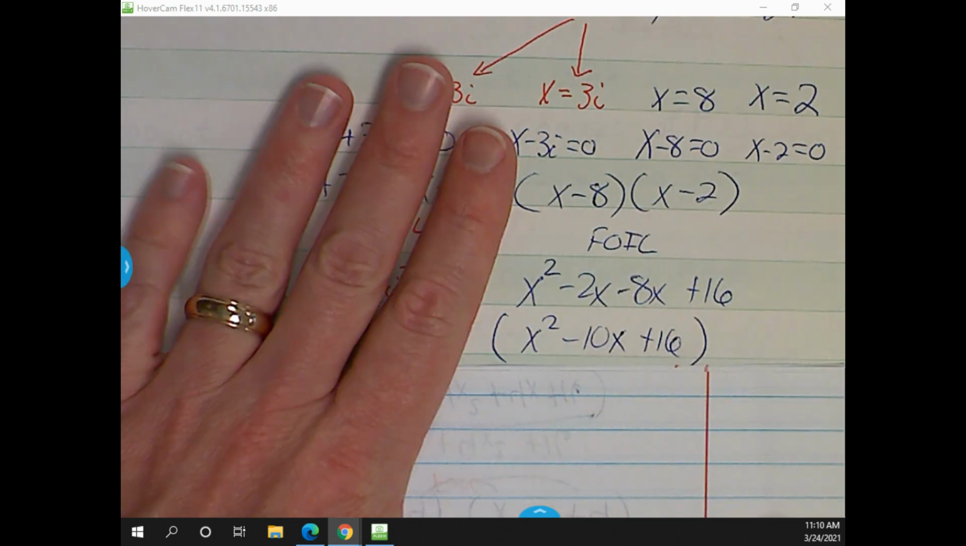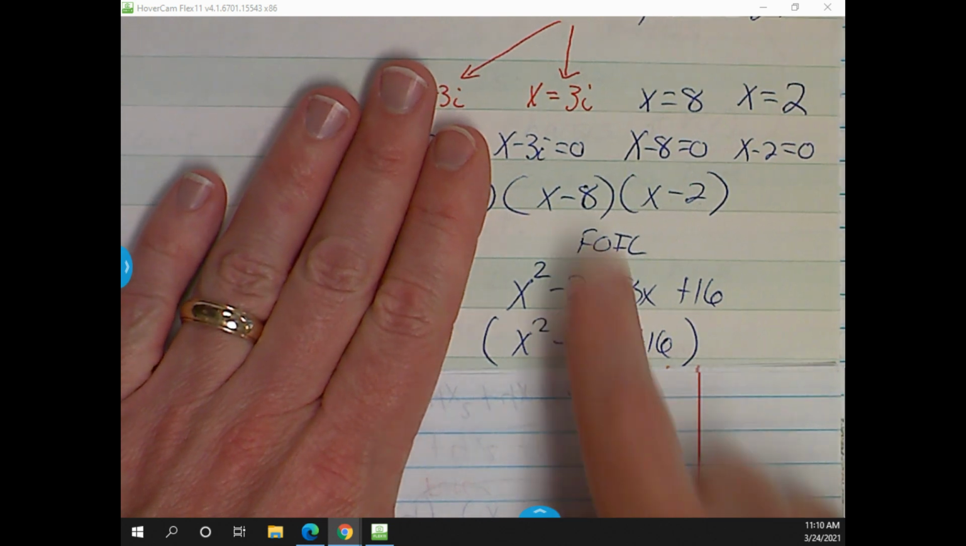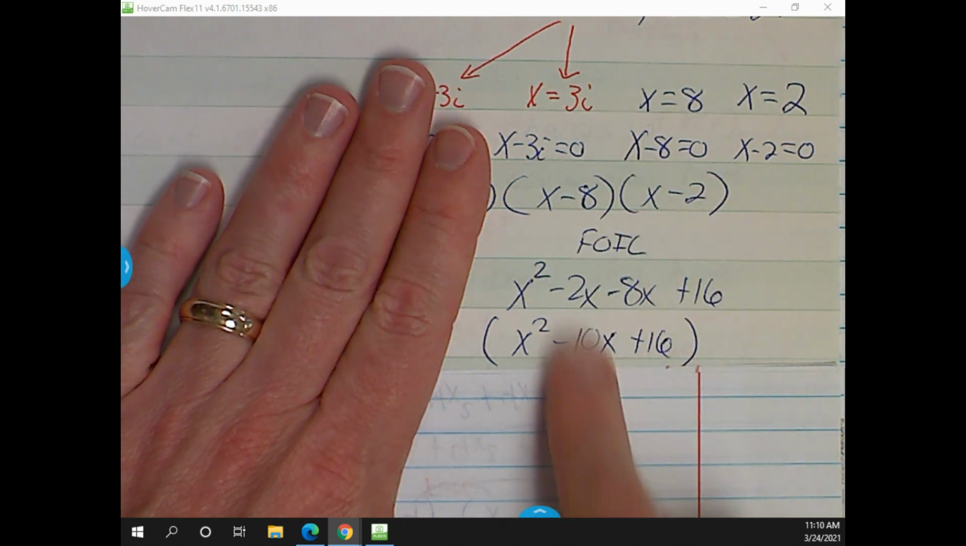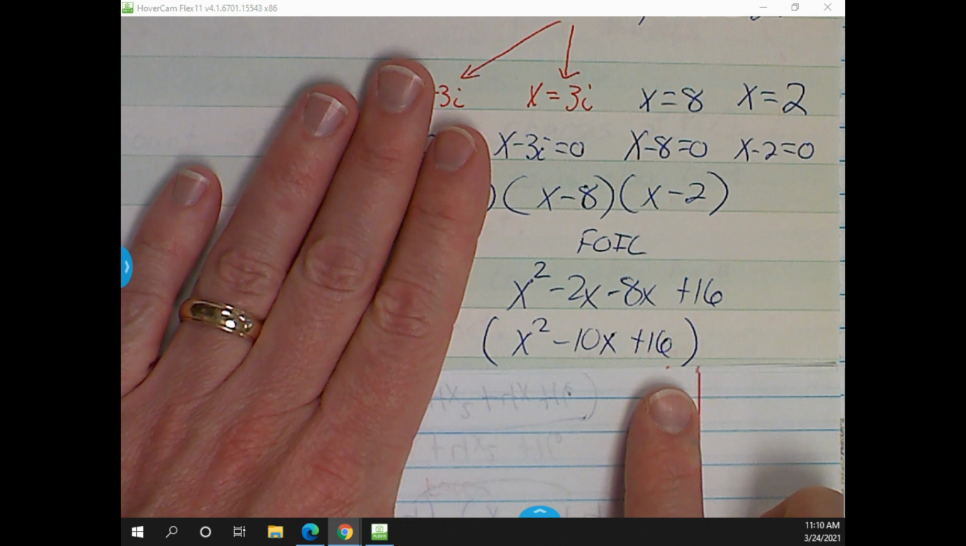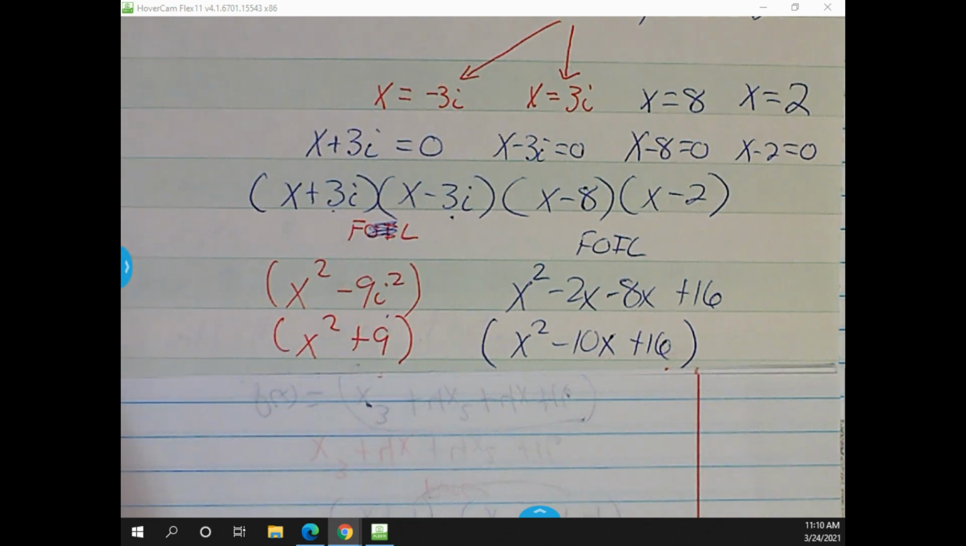All right, and then over here, we're going to do the full method on this side. So now we're doing x minus 8, x minus 2. We do the full method here. We get x squared minus 10x plus 16. So now we've got these two things multiplied together.